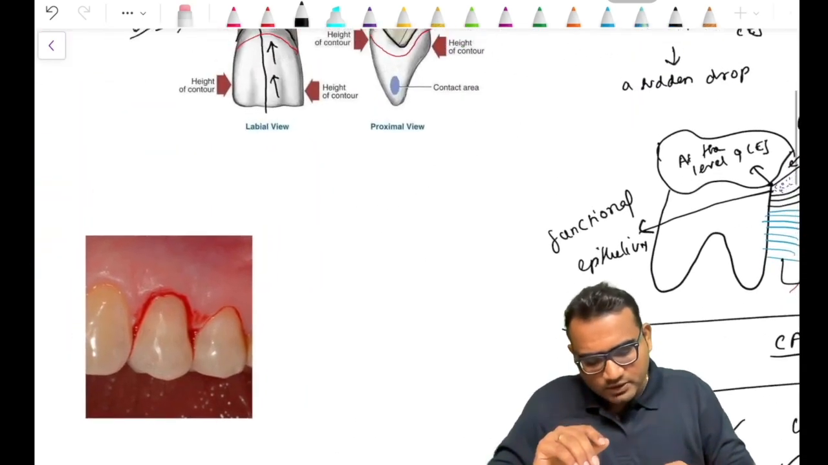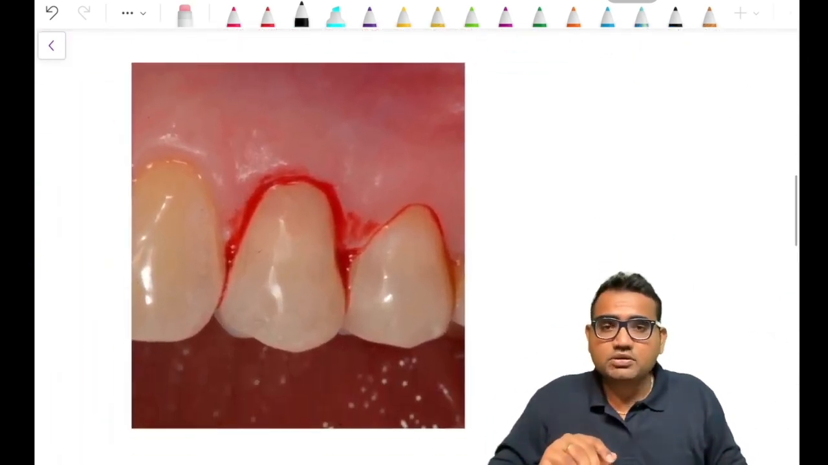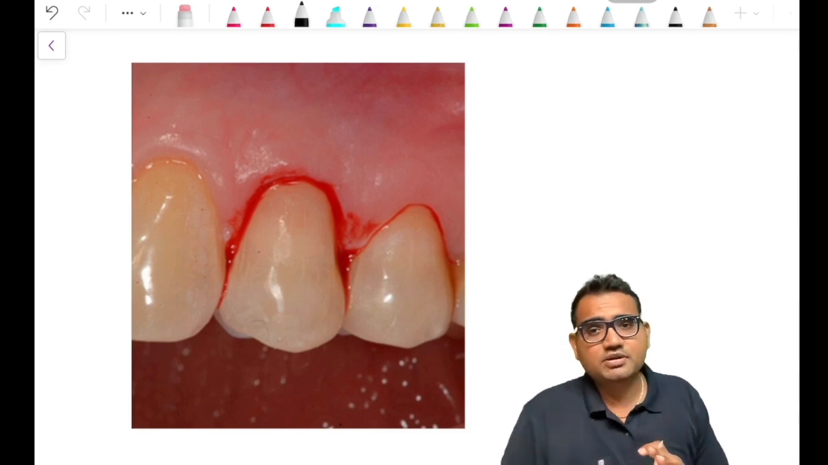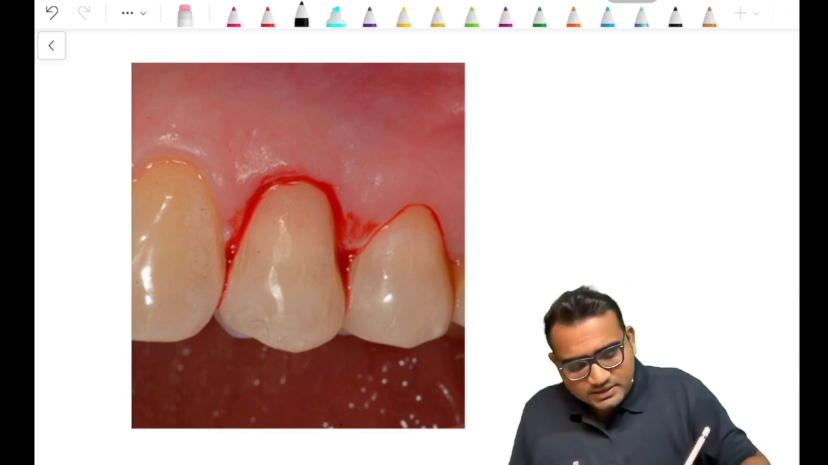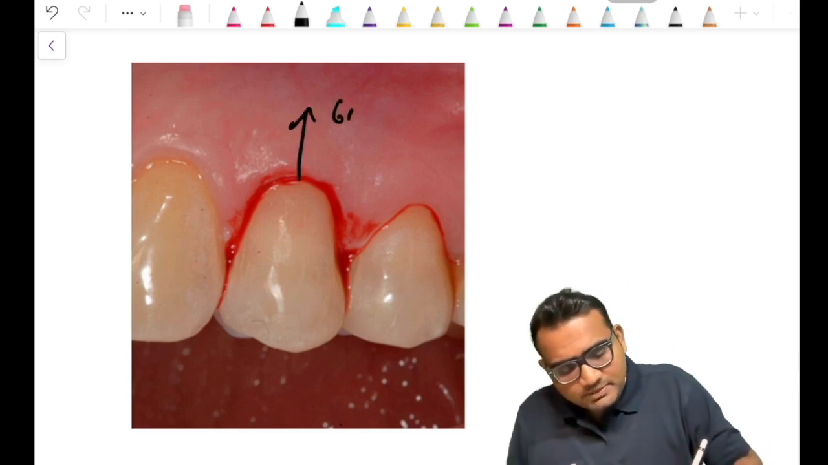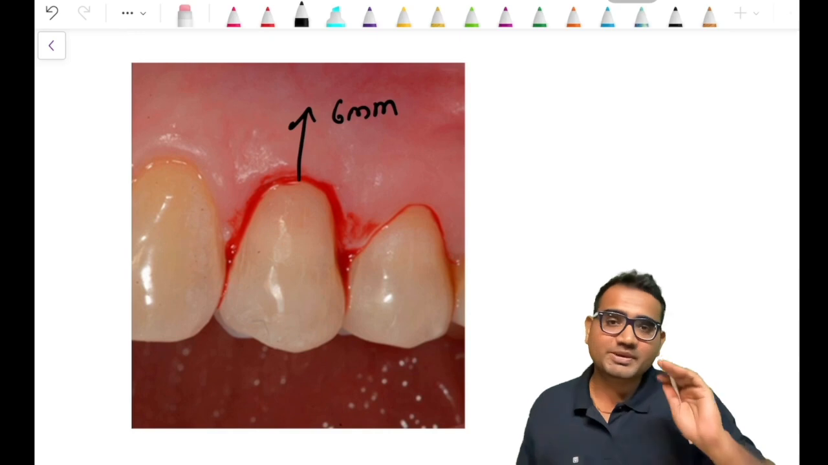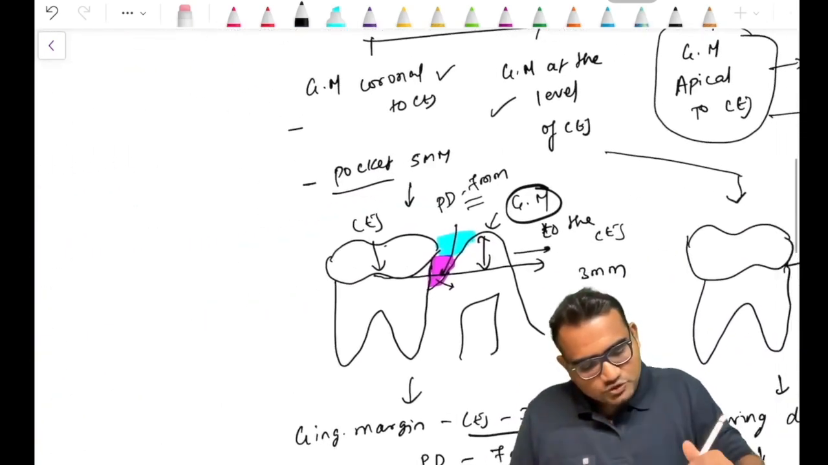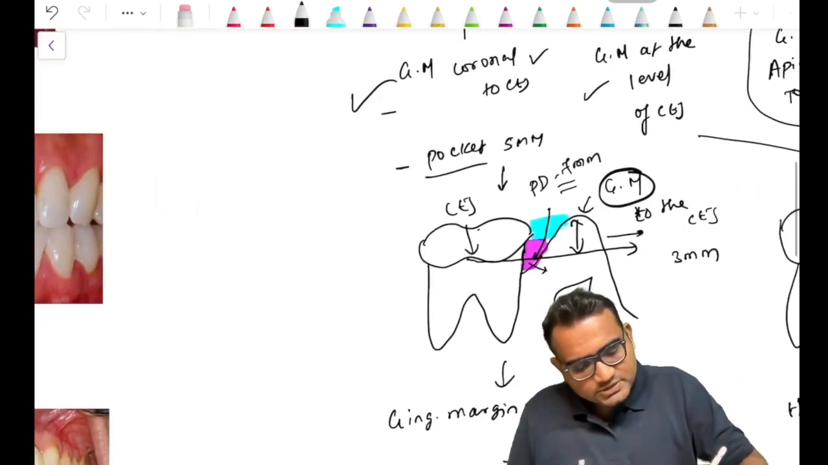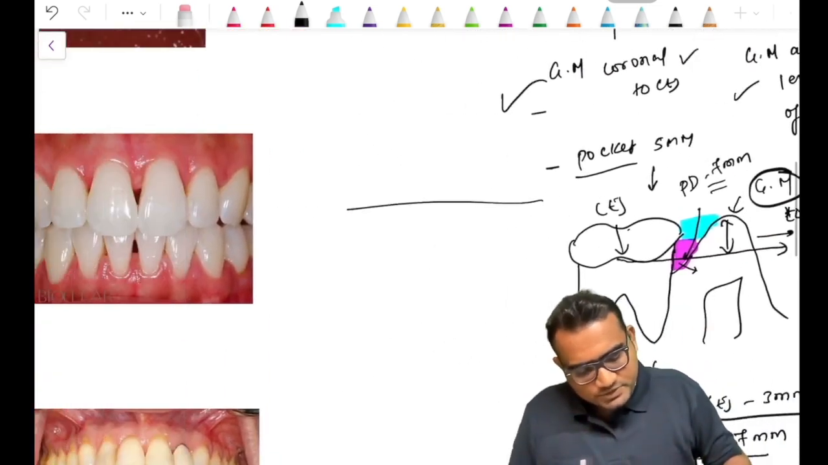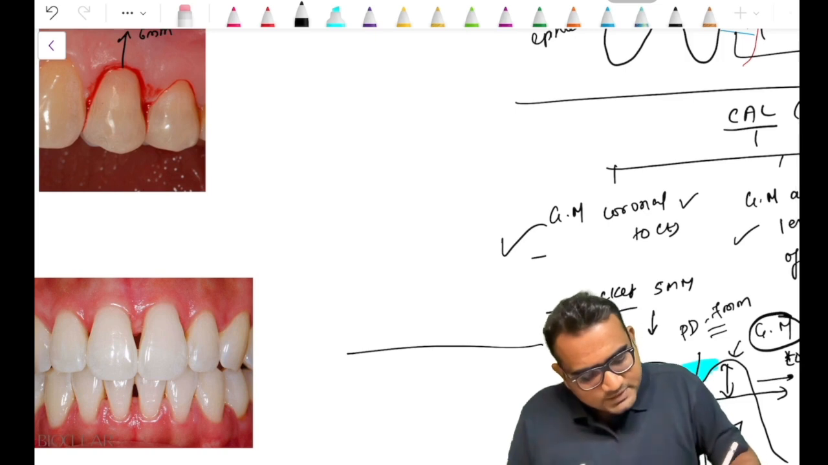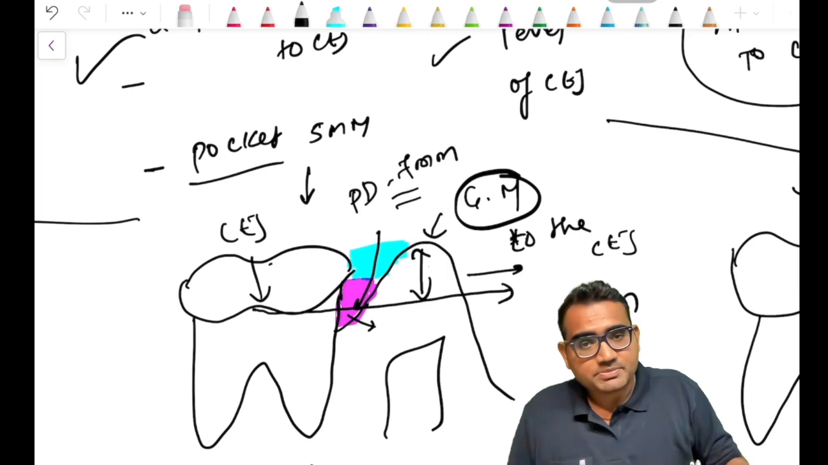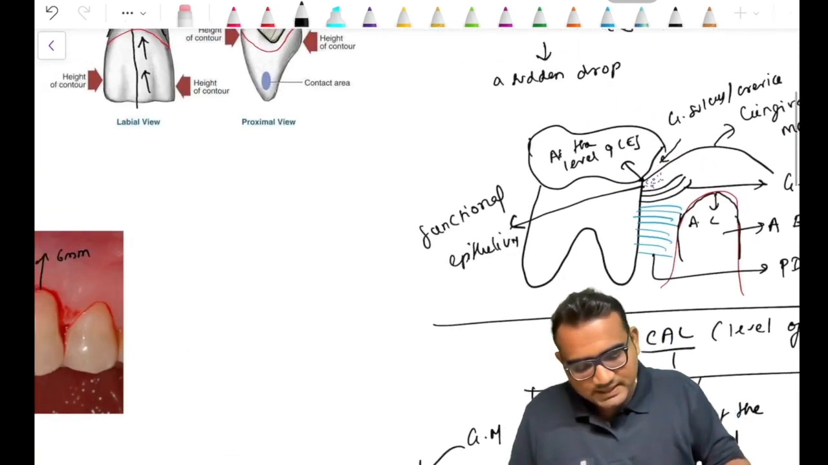Fine. Okay. Now, this is a patient with bleeding on probing. Let us assume a probing depth of 6 mm. These patients will be the ideal candidates for the first category, that is patients with gingival margin coronal to CEJ. This is category 1. There is no recession, but the patient has a pocket depth of 6 mm. So exactly this scenario.